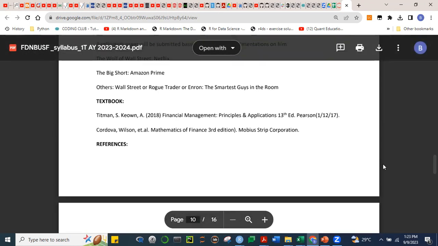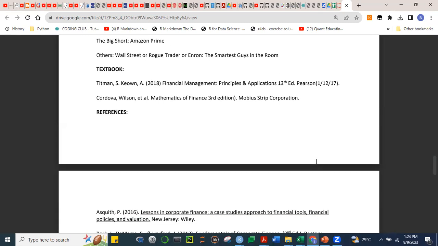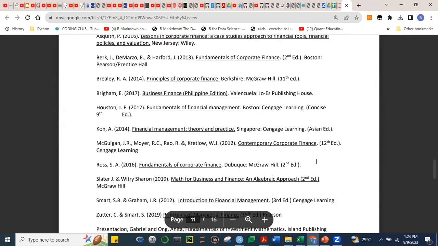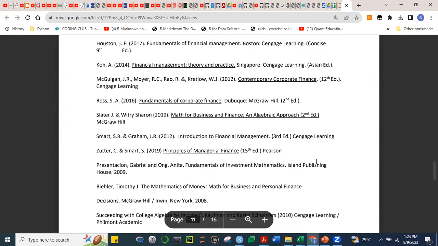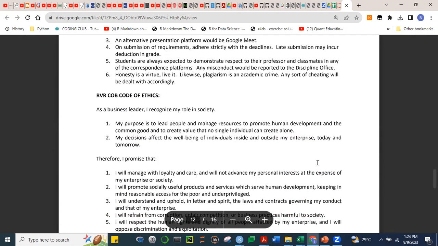Although there's a prescribed textbook here, you're not required to purchase that book. We will just provide you with the materials. Of course, you can refer to other references because this topic is quite generic: interest computation, time value of money, etc. There are certain references here that you can refer to.